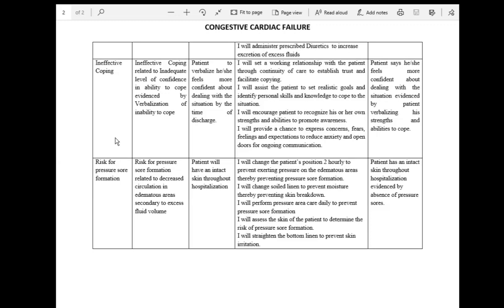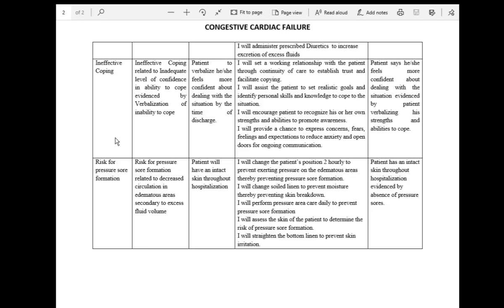The patient has an intact skin throughout hospitalization, evidenced by absence of pressure sore formation. So this is basically how we are going to evaluate our patient. The patient will not have any pressure sores. The patient will have an intact skin.